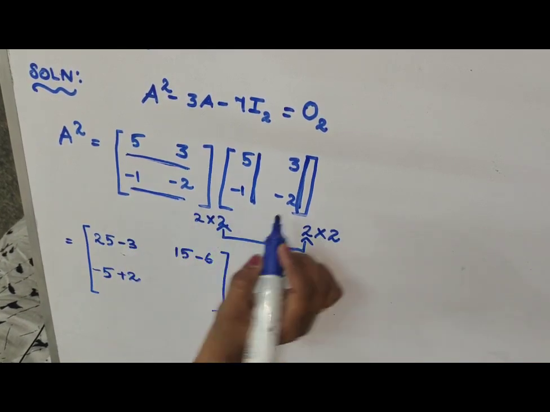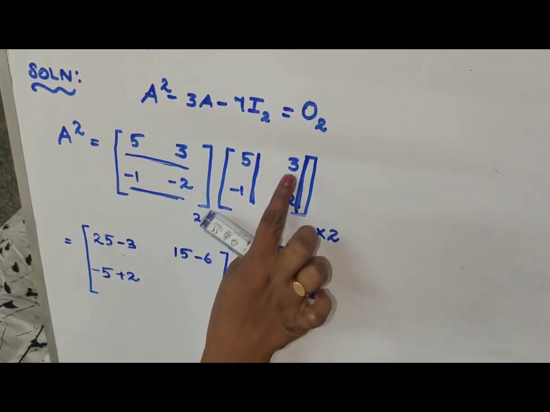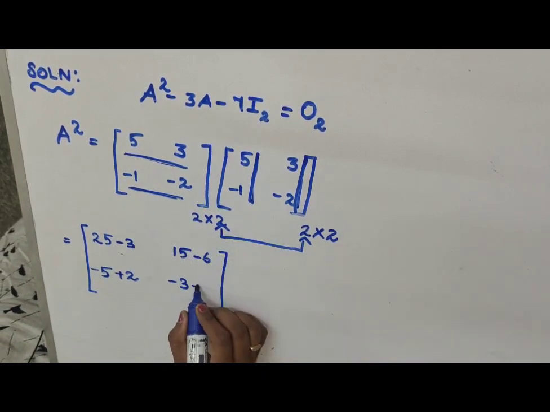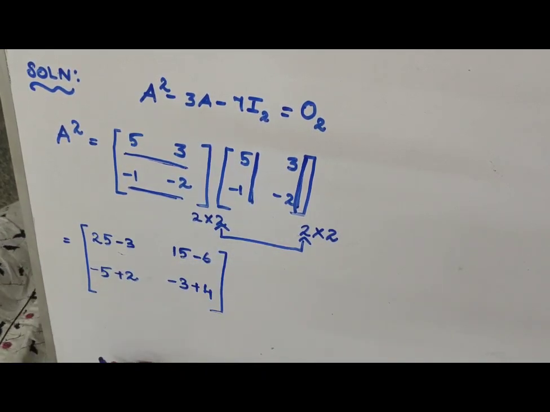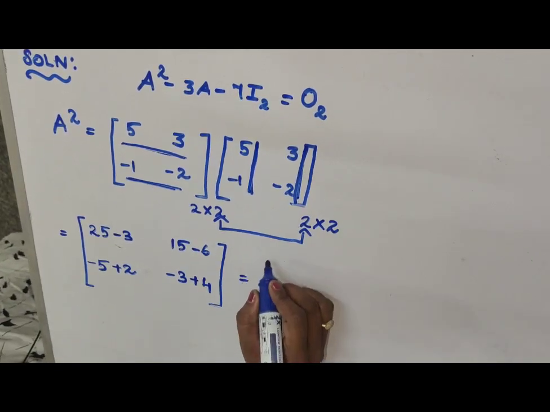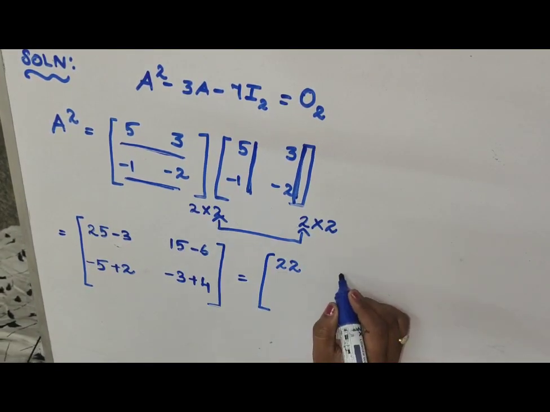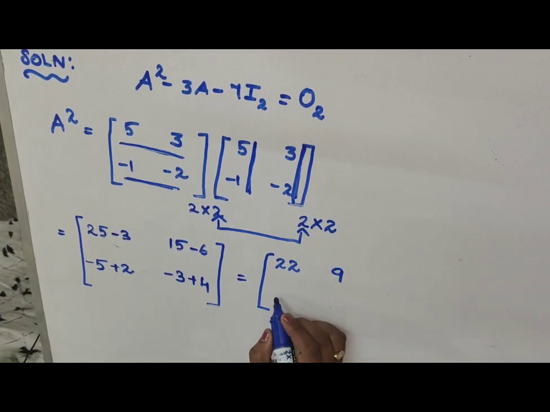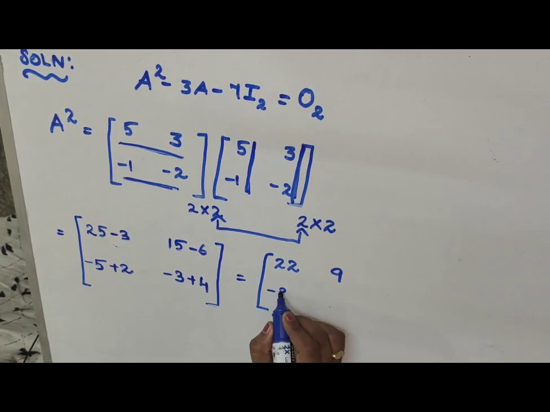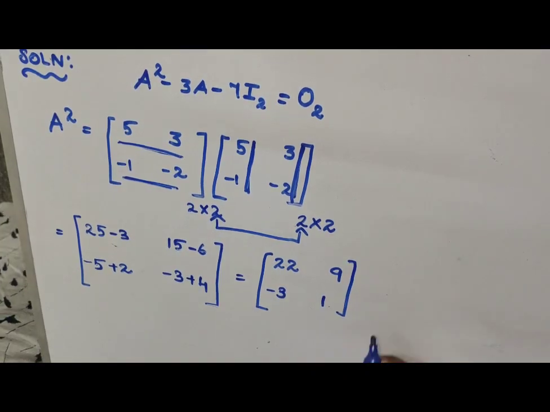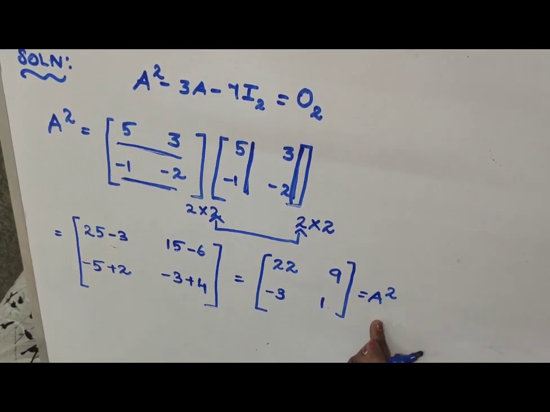Next, this row into this column. Minus 1 into 3 is minus 3. Minus 2 into minus 2 is plus 4. Next step we have to simplify. So if I simplify, 25 minus 3 is 22. 15 minus 6 is 9. Minus 5 plus 2 is minus 3, and 1. So this is the value of A squared. So we have found out A squared.